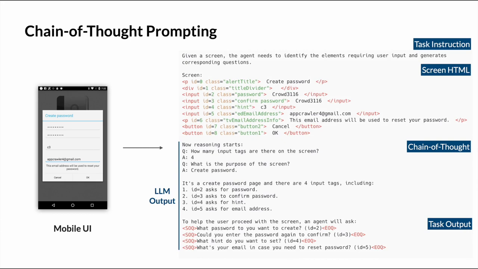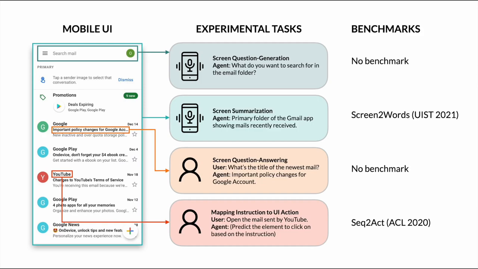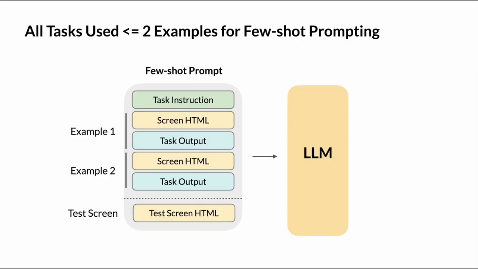We tested the feasibility of our approach with experiments on 4 language UI tasks and compared our method with baselines. 2 of them have prior benchmark models trained with hundreds and thousands of data, while for the other 2, we are the first to test them in literature. For all the tasks, we used at most 2 examples to construct the few-shot prompt.